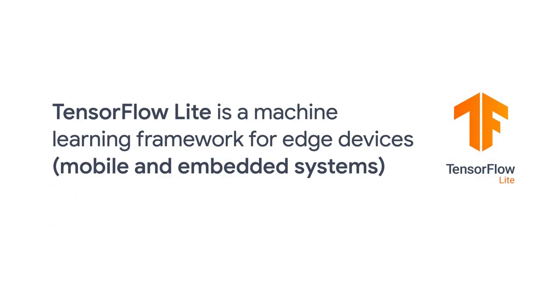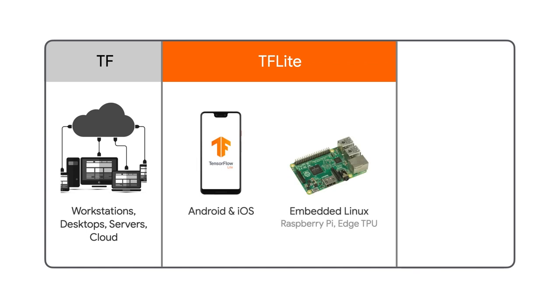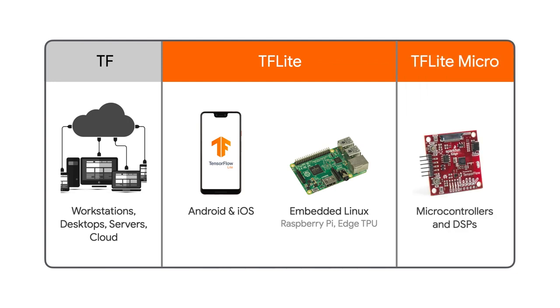Before we dive into how to use our on-device recommendation framework, we need to talk a little bit about the tooling we're going to use. We are going to use TensorFlow Lite, Google's ML framework for edge devices, which include both mobile and embedded devices. While TensorFlow runs on workstation, desktop, and server, TensorFlow Lite runs on Android and iOS and embedded devices, such as the Raspberry Pi and edge TPU. You can also run it on microcontrollers.